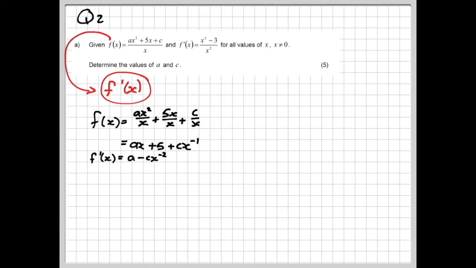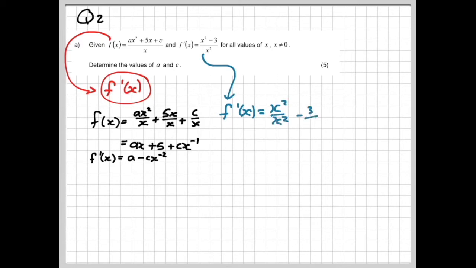Remember that 5 simply falls away because the derivative of a constant is always 0. How does this compare to the f'(x) that was given to us? It doesn't seem like there's much comparison. So let's simplify f'(x) and see if maybe something pops up.